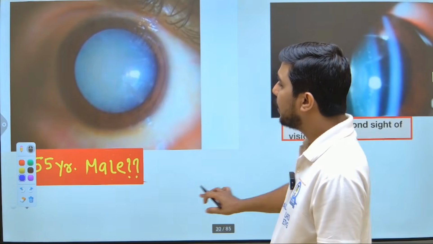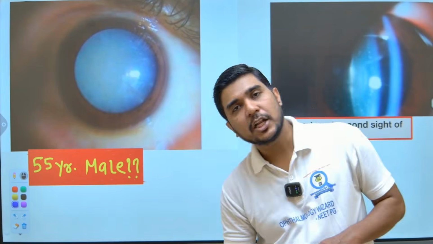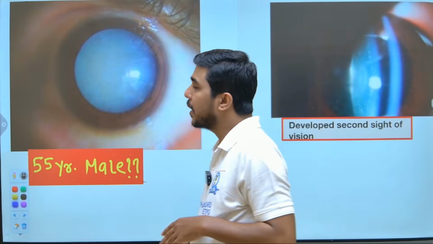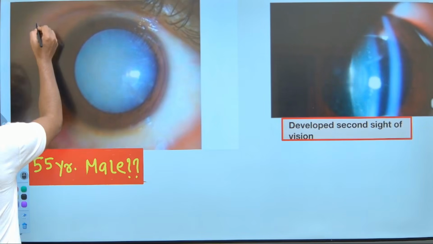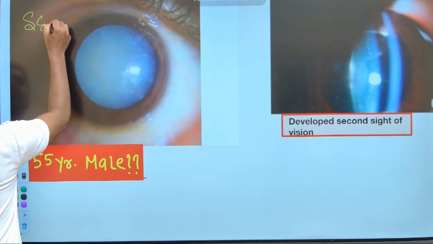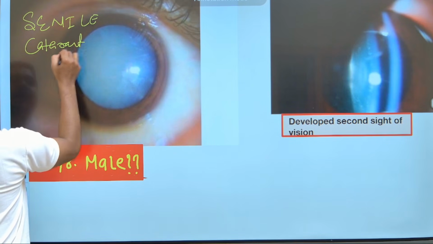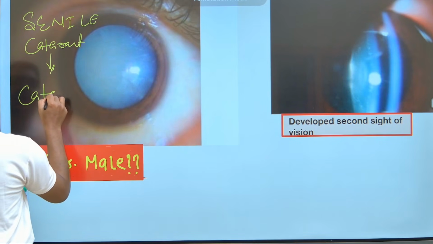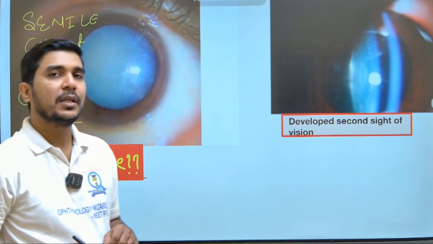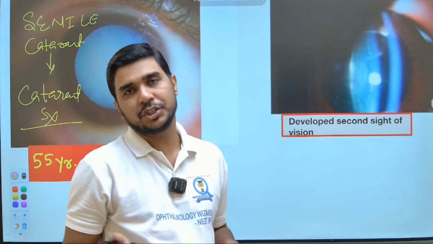Now, a 55-year-old male is having this type of lenticular opacity. What is this? Very simple. No need to put in more brain. It is a lenticular opacity. It's senile, sorry. It is senile cataract. And what is the treatment? Cataract surgery. That's it. Sometimes you need to be more ordinary. Don't think too much. It can be a very easy question also, right?